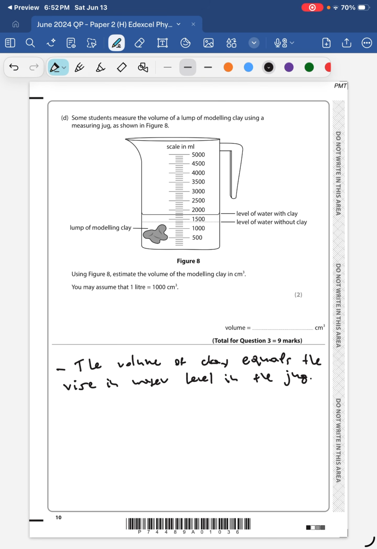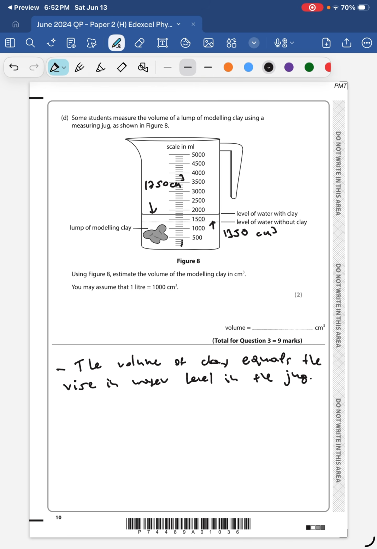Okay, so let's see. It's a little bit hard to judge. Every division there is 100, so I guess 100, 200, 300, 400. So we have 1,350, something like that, without the clay. And with the clay, to me it looks like 1,350 for the first one, and the other one looks like 1,750.